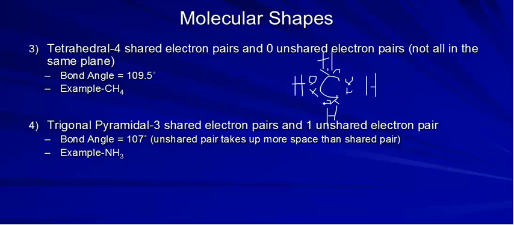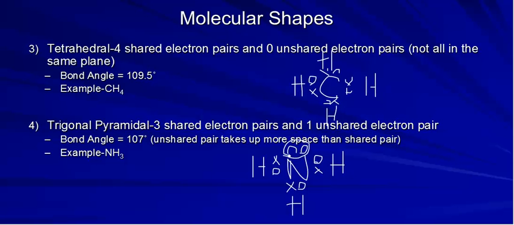Number 4, trigonal pyramidal. NH3 is an example. Hydrogen has 1, nitrogen has 5. Okay, if you look around the central atom, we have an unshared pair right here around the nitrogen. An unshared pair takes up more space than a shared pair, so this bond angle, instead of being 109.5, it's actually 107. But this is a trigonal pyramidal. 3 shared, 1 unshared pair.